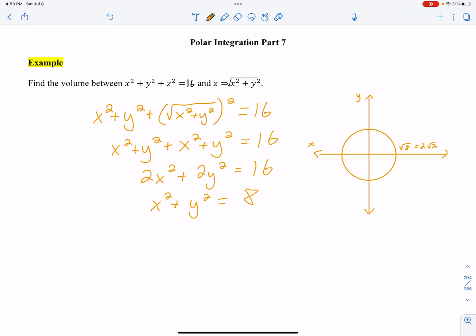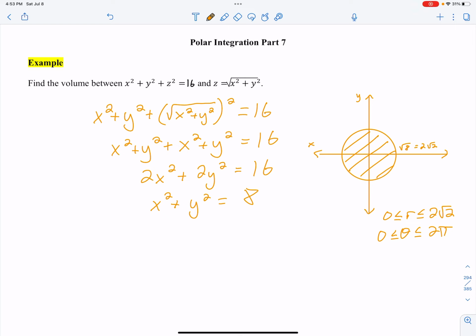So we can convert that. I know that's going to help me with polar. I know I can do r now. We're talking about the region inside here, where they intersect. r is between 0 and 2 root 2, and then theta is the whole circle, so 0 to 2 pi. Okay, our bounds are set.